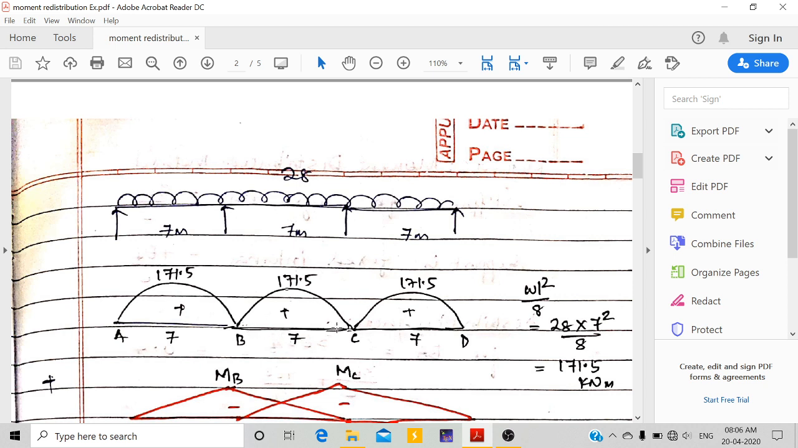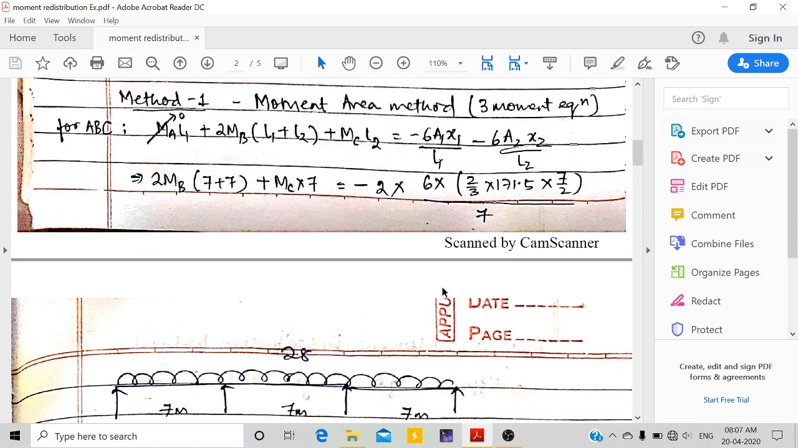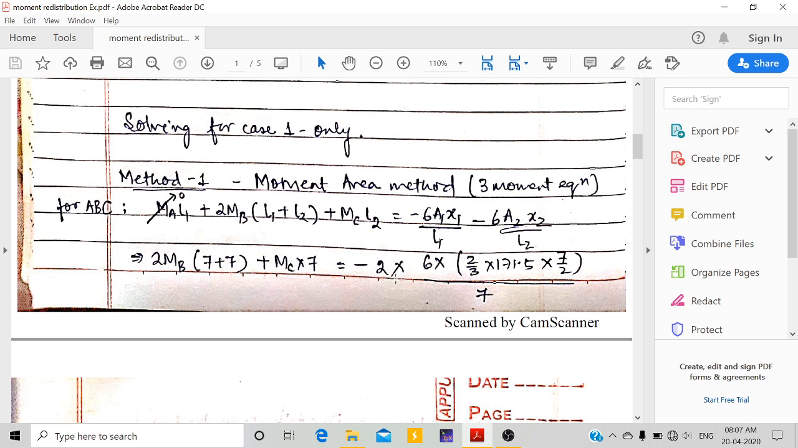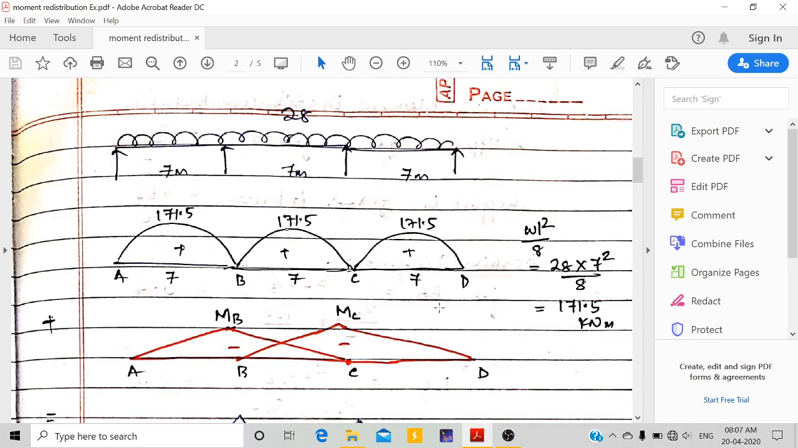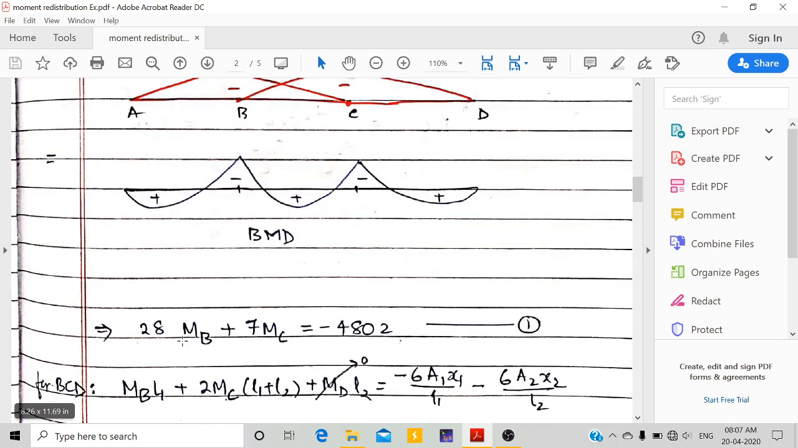For this span, the CG will be from the extreme end, from A, and from here from C. So the CG is the same, 7 by 2. So 2 into 6, area is 2 by 3 into 171.5 into, I have missed here, 7 into 7 by 2. Then again there is this L1, which is 7. So we are going to get 28 MB plus 7 MC is equal to minus 4802.